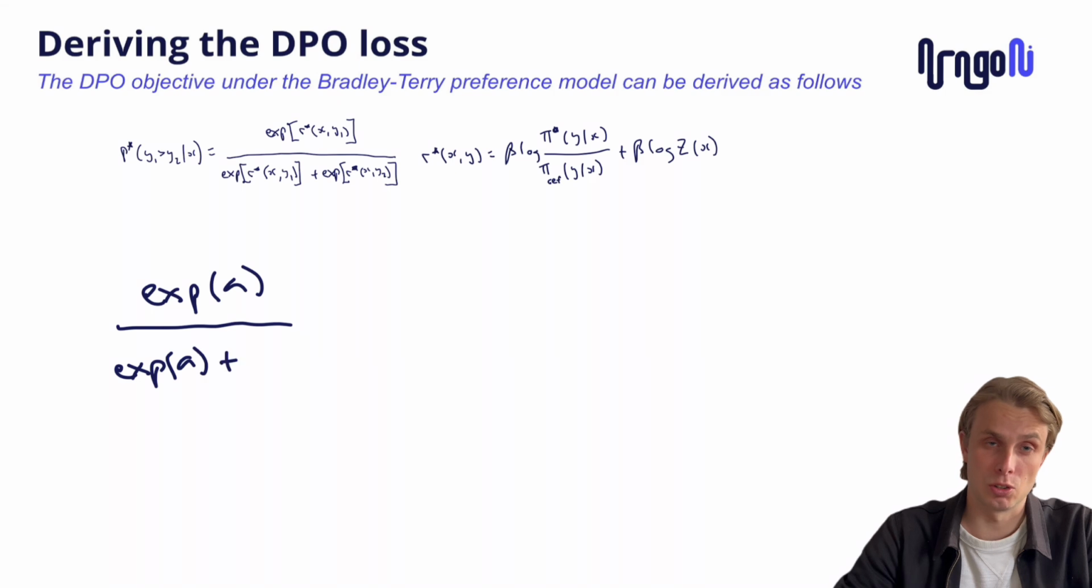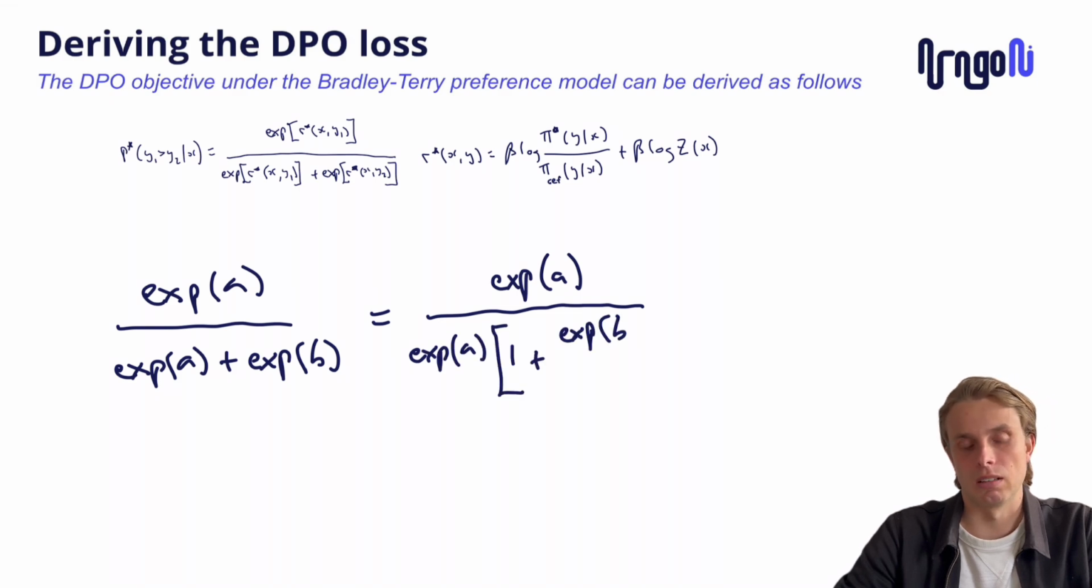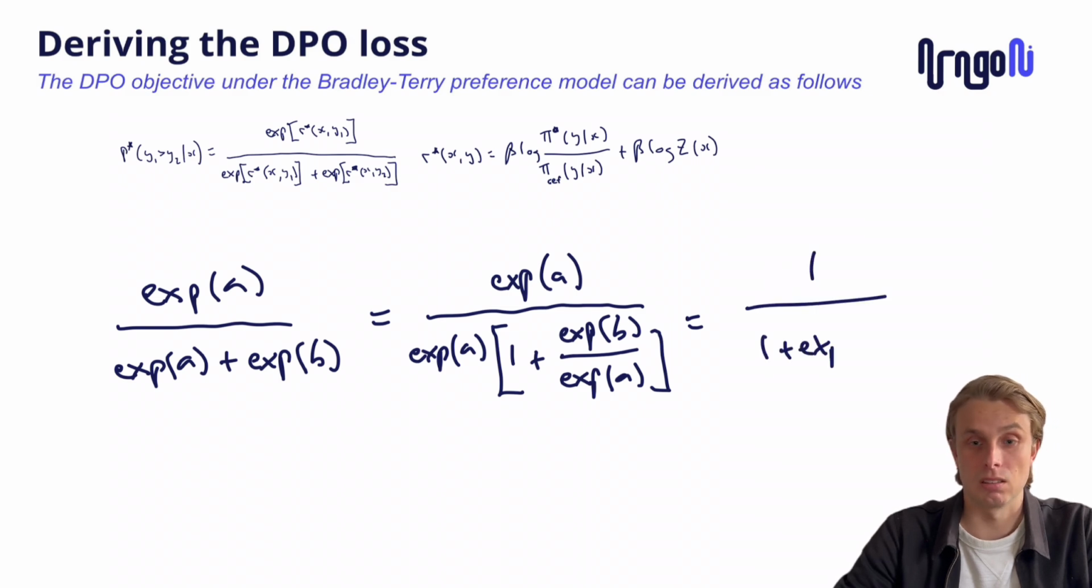Pi star is going to be the student we're fine-tuning, and pi reference is the base. We also have some general properties of dealing with exponentials here, which are going to be needed for our derivation. Here we're just multiplying and dividing by exponential of a on the bottom, and we can see then we can cancel some things out to get the following form.